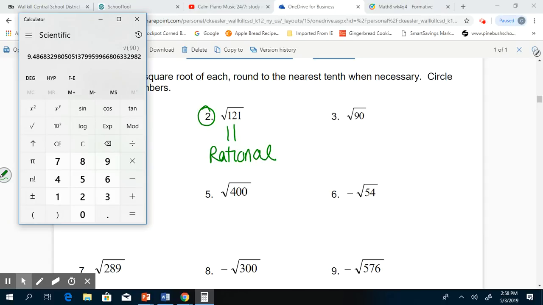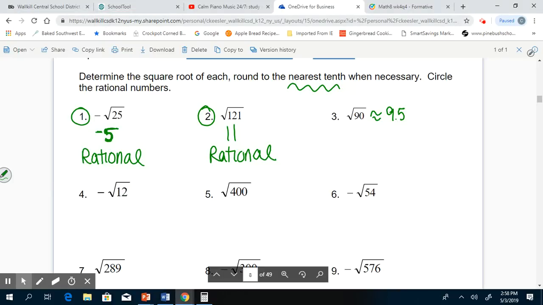So it does say in the directions to round to the nearest tenth. So we're going to write approximately 9.5. And since we had to estimate and there was no pattern there, we can't write it as a fraction. This is irrational.